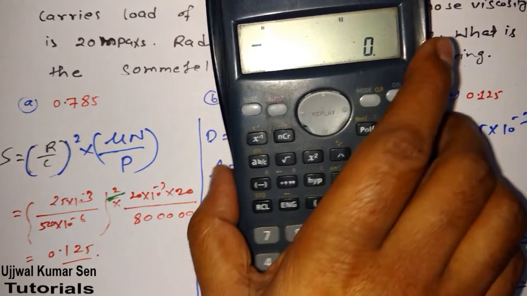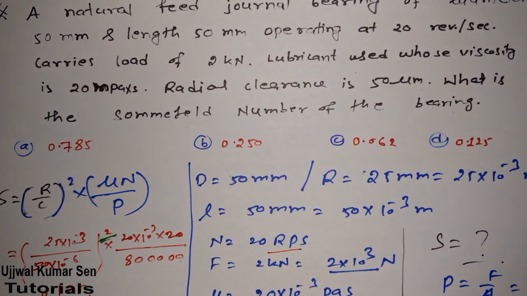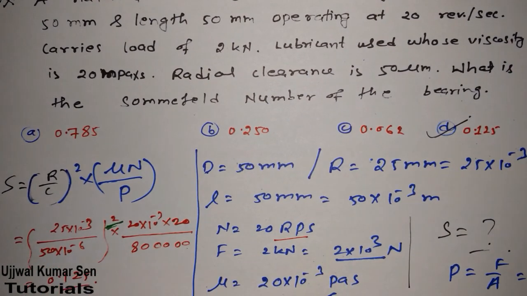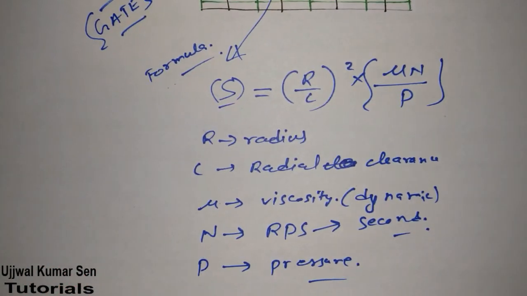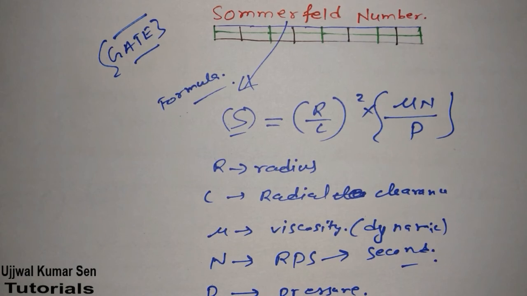So let's check the options we have been given, A, B, C, D. Which one is right for us? Just mark that. I hope you can do that. I think you don't need my help. So option D is the right answer for this question. What we have learned from this video in total is about the Sommerfeld number. The Sommerfeld number is one of the most important numbers. Based on that number we can come to know about the bearing and all that, right?